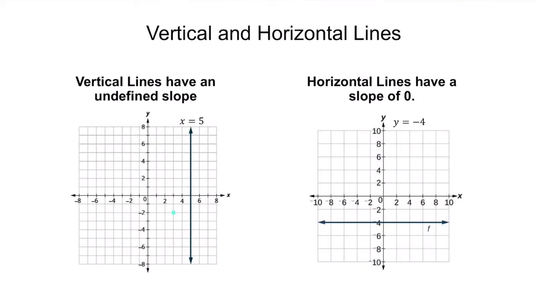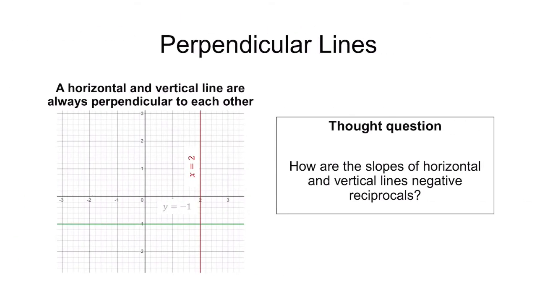So another aspect of this lesson is vertical and horizontal lines. Remember, vertical lines have an undefined slope and horizontal lines have a slope of 0. So think about perpendicular lines. A horizontal and vertical line are always perpendicular to each other. So here's a thinking question: how are the slopes of horizontal and vertical lines negative reciprocals?